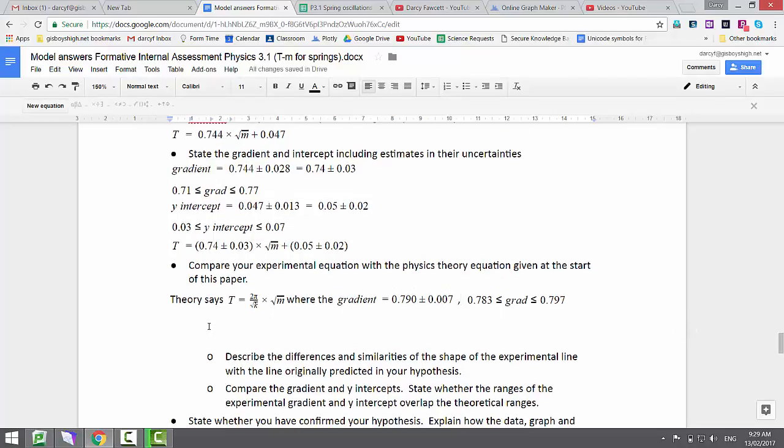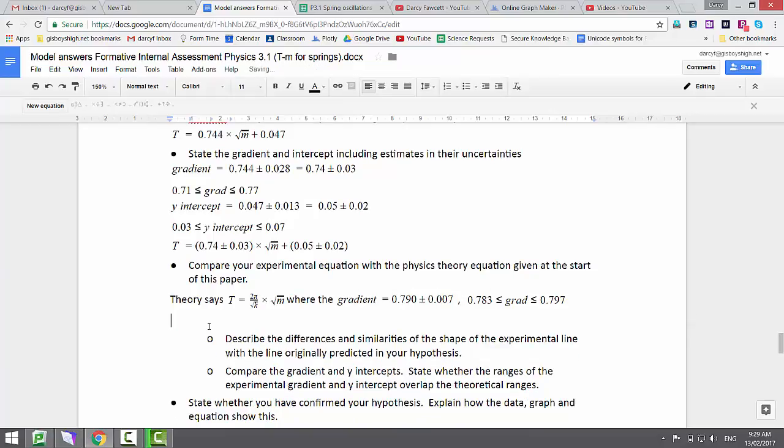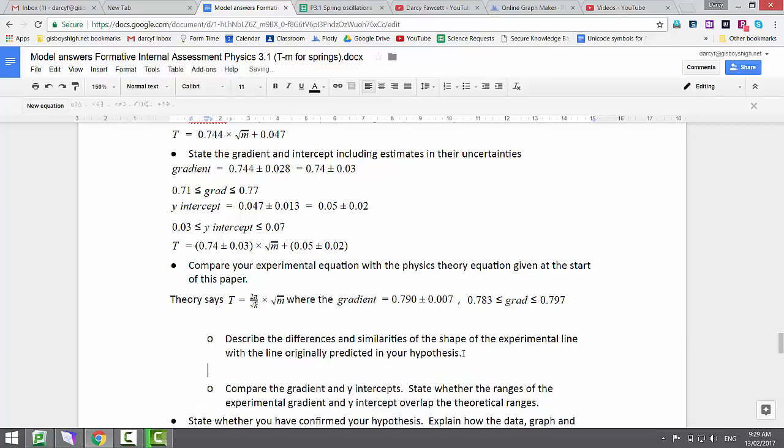So let's now describe the similarities between the two. Okay, so first of all, what's the shape of the line? The shape of the line is meant to be a square root graph in theory. That's what that equation tells us. And we have found a square root graph as well.